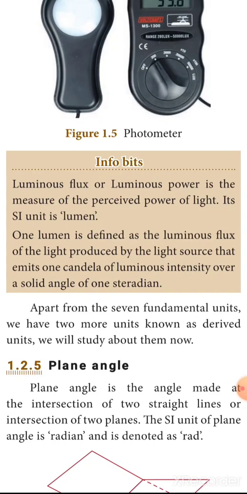The 1 lumen is defined as the luminous flux of the light produced by a light source that emits 1 candela of luminous intensity over a solid angle of 1 steradian. This is the 1 lumen.